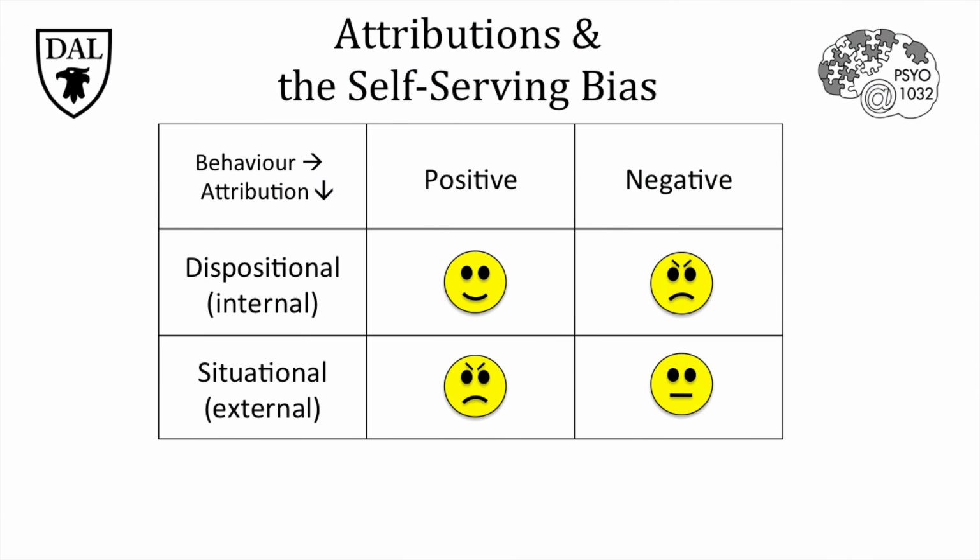So if we return to this table, we're more likely to use dispositional attributions when we're explaining our own positive behavior. I donated to a charity because I'm a nice person. But situational attributions for our own negative behavior. I cut that cyclist off because I had an unusual situation. So what do we do when we're explaining others' behavior?